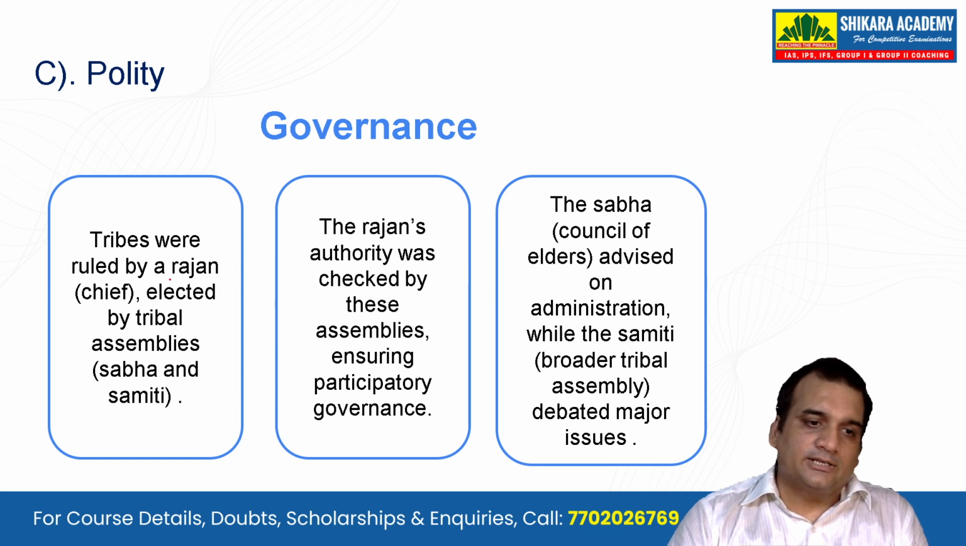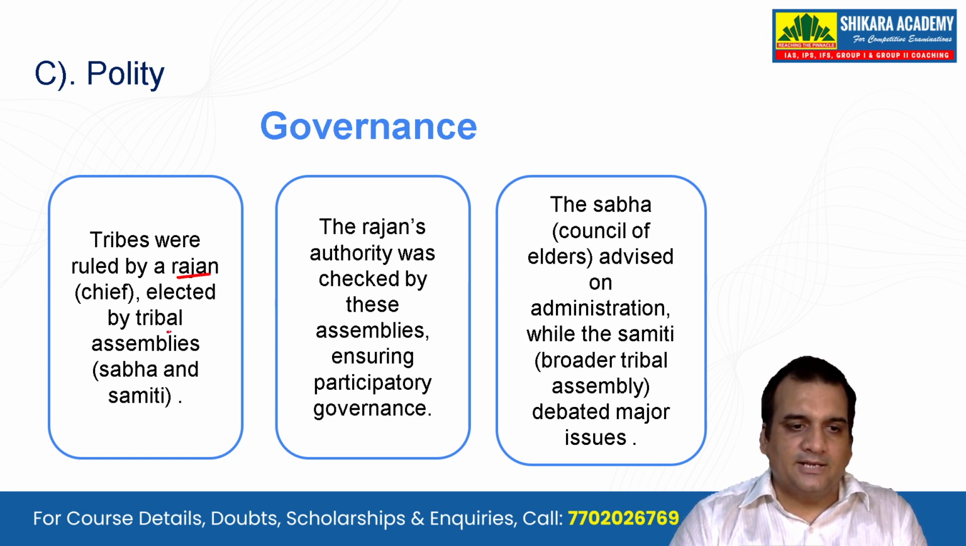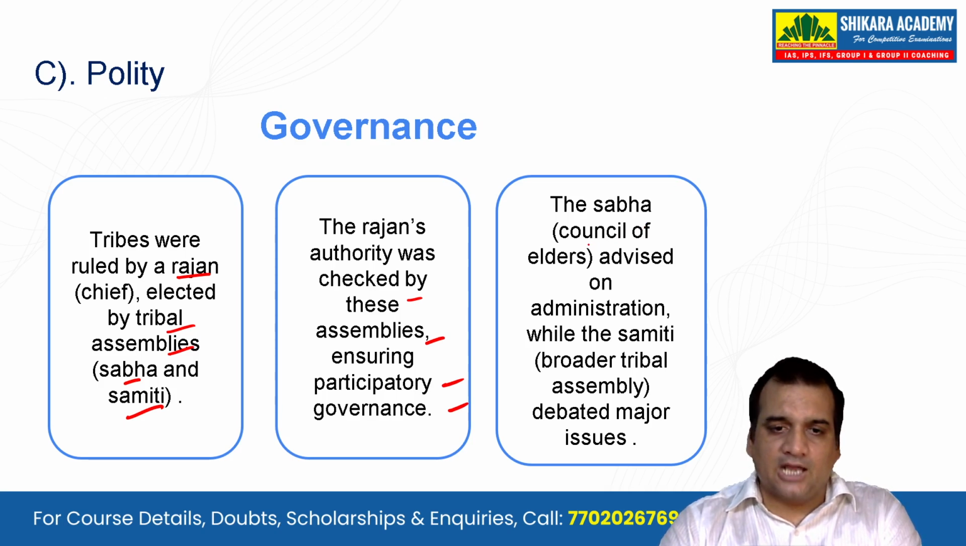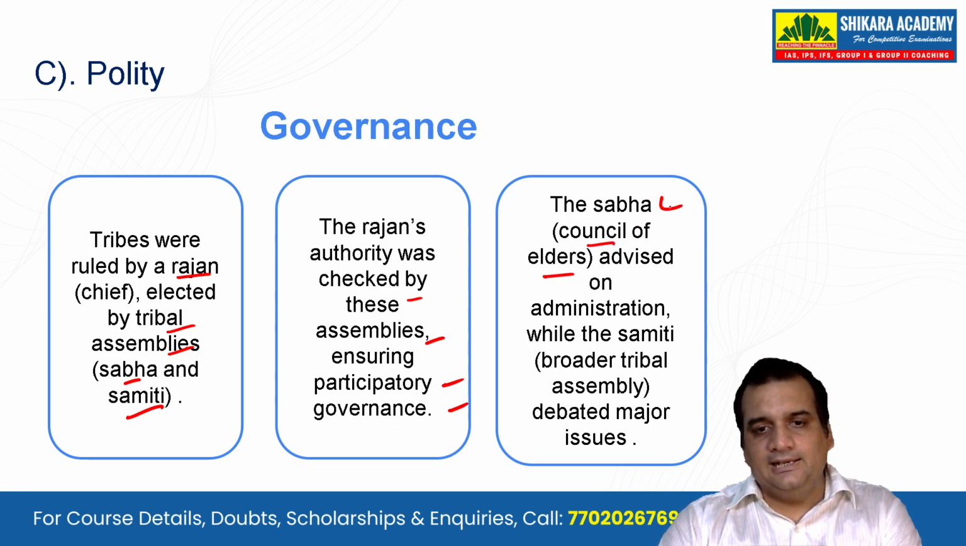The polity: the tribes were ruled by a Rajan elected by tribal assemblies, that is the Sabha and Samiti. The Rajan's authority was checked by these assemblies, ensuring participatory governance. The Sabha, what was the Sabha? The council of elders or the elite people.